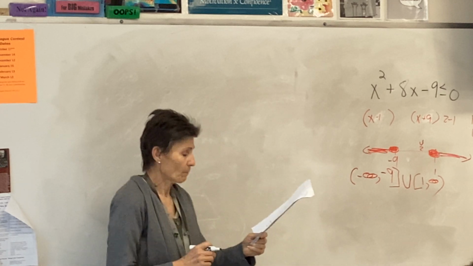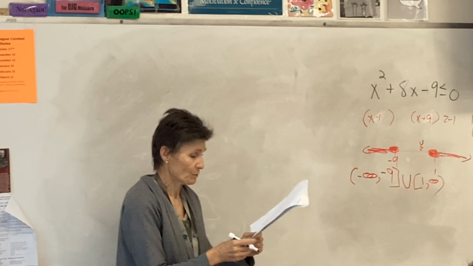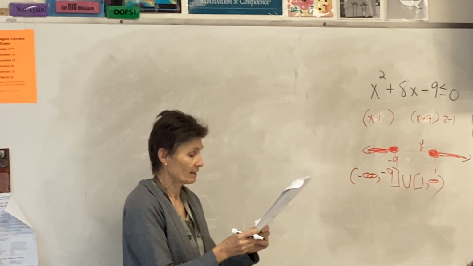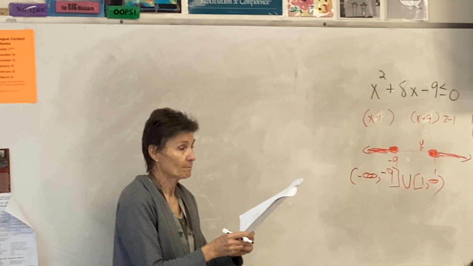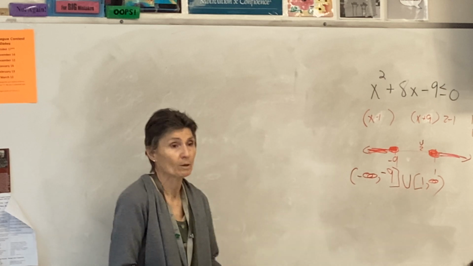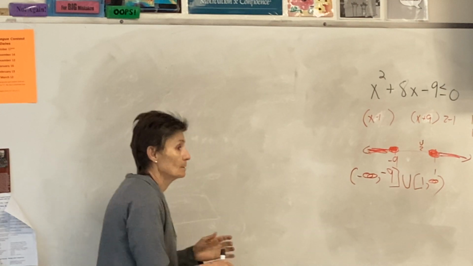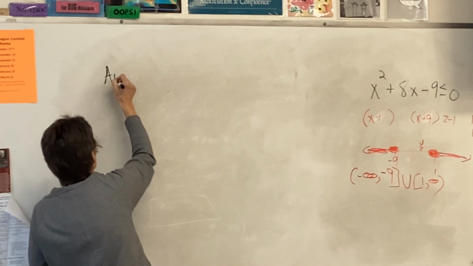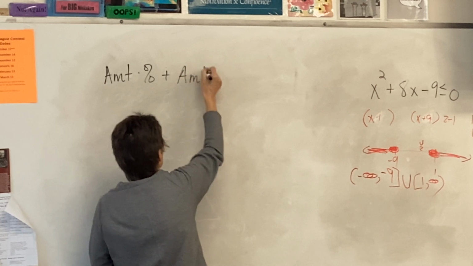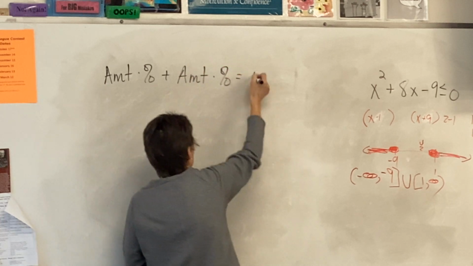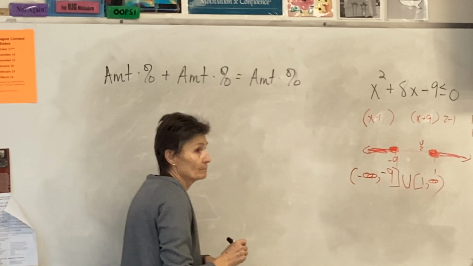Word problems, number 1. How much 12% orange juice needs to be added to 5 gallons of 15% orange juice to get a 14% solution? Have we done this before? Yeah. What's our strategy? Amount times percent plus amount times percent equals amount times percent.